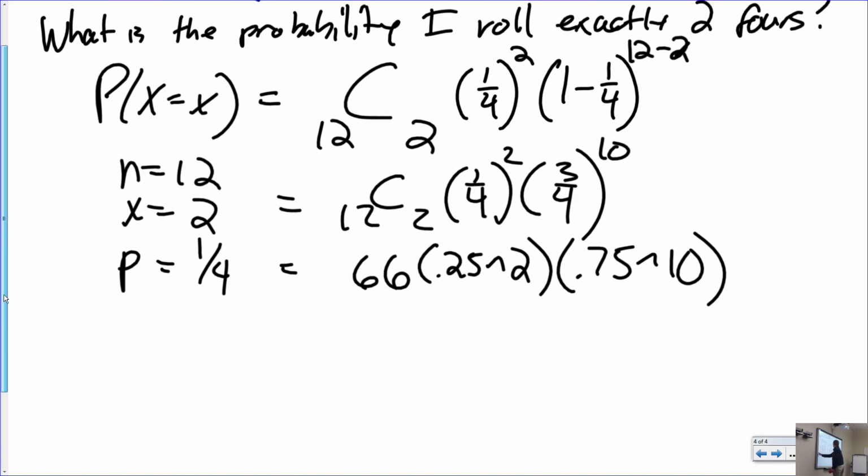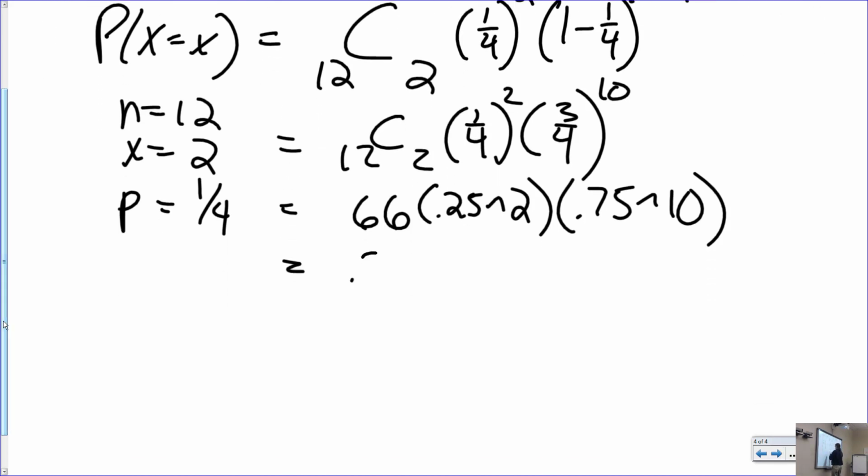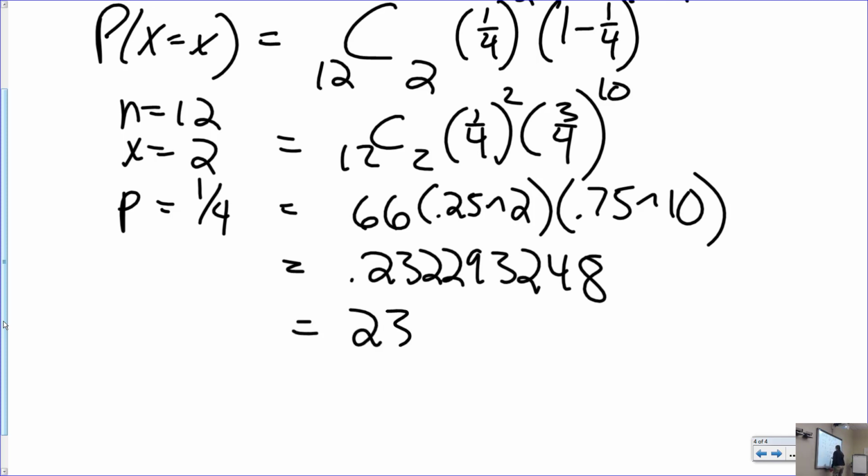That's what I was getting to. 2, 3, 2, 2, 9, 3, 2, 4, 8. Yeah, we just did, make it a percentage. Make it a percentage. 23.23%. Not bad odds if you think about it, right?